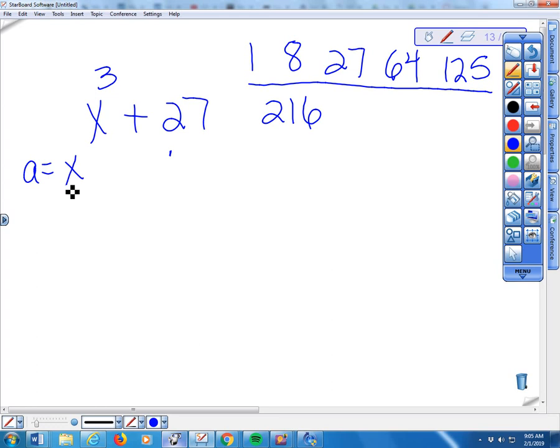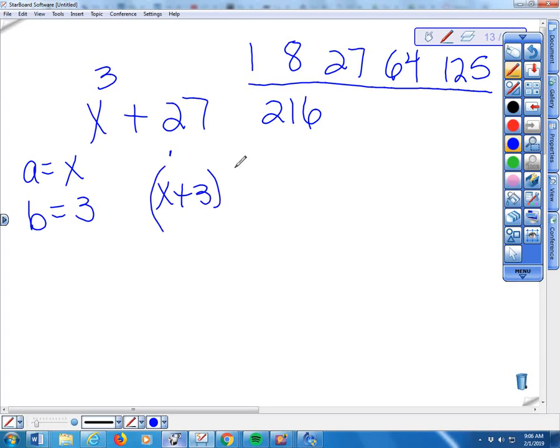Cube root of x cubed is x. Cube root of 27 is 3. Now, I'm going to look at the poster. I've identified A, I've identified B. Now we just plug it in. So I'm going to say A plus B is x plus 3.